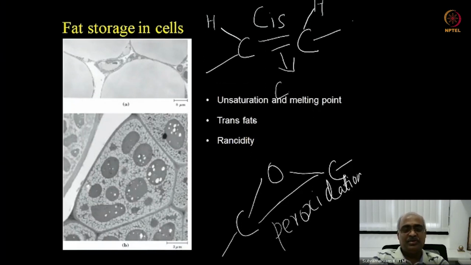So remember trans fat. So this trans fat, rancidity, melting point, all of them are directly due to the double bonds in the side chain of the acyl moiety in the triacyl glycerols. Okay, so having covered these two topics, we'll move on now.